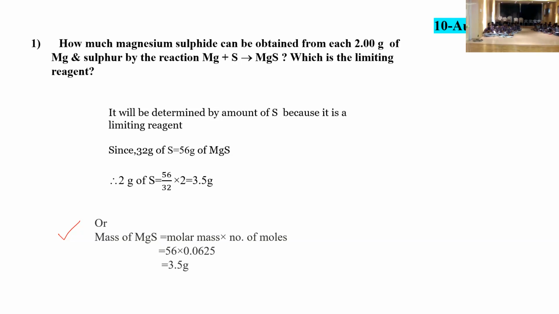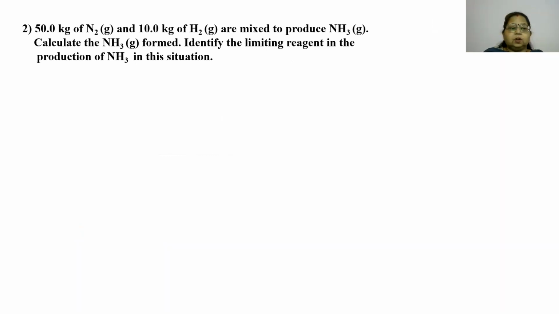Yes, ma'am. Okay, let's solve another question on limiting reagent. Here the problem states that 50 kilogram of nitrogen and 10 kilogram of hydrogen are mixed to produce ammonia. NH3 is named as ammonia. You have to calculate the amount of ammonia formed. Also, you have to identify the limiting reagent in the production of ammonia in this situation.